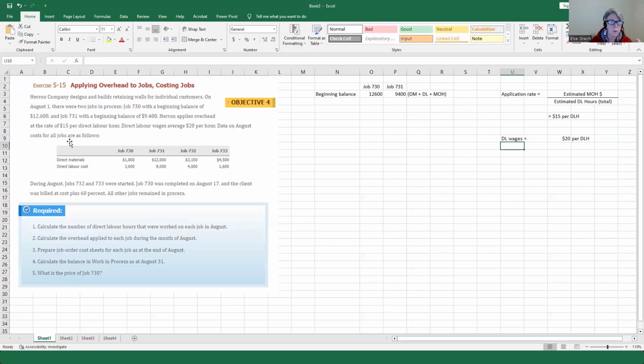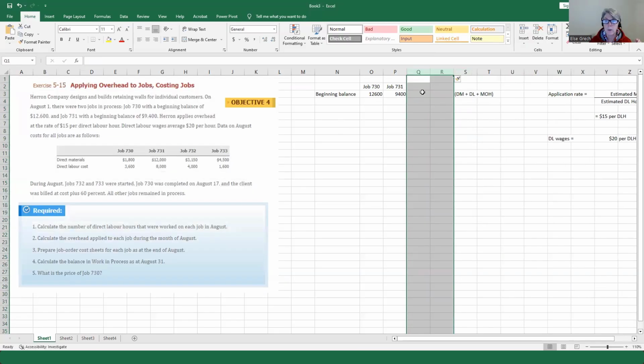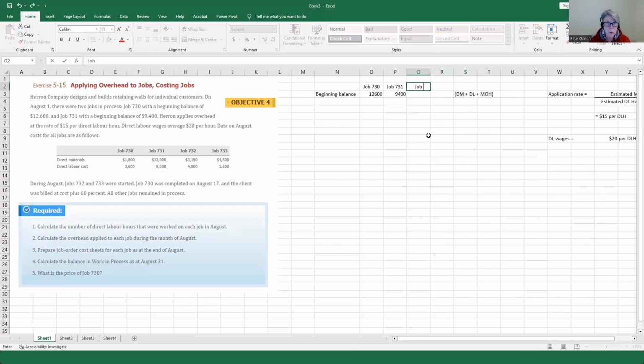Data on August cost for all jobs are as follows. So now we've got job 730, right? We've got job 731, and we have 2 additional jobs. So I'm just going to insert 2 here. We've got job 732 and job 733. Now, job 732 and 733, they hadn't been started in the previous period, so we don't have any opening balances. And then they're telling us that during this month, they added direct materials and direct labor. So they actually added more: 1,800, 12,000, 3,150, 4,500.